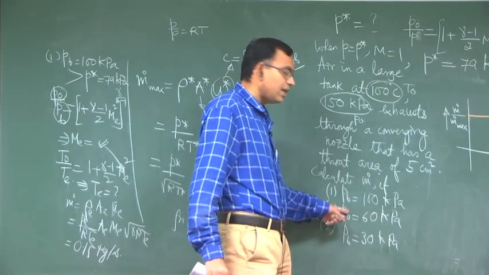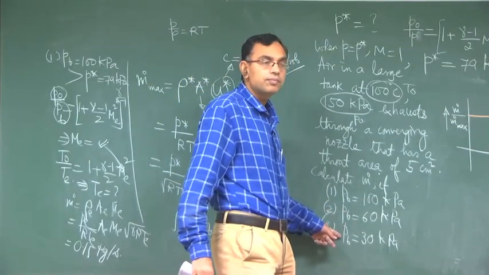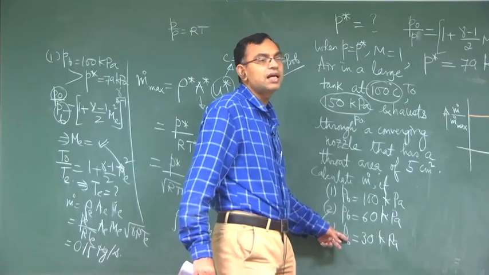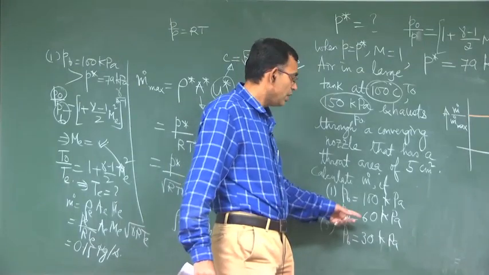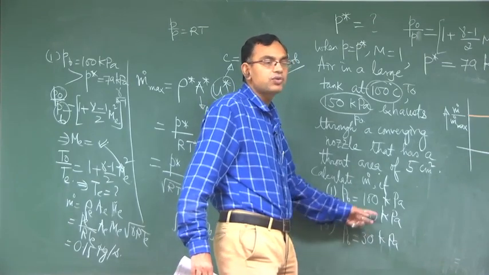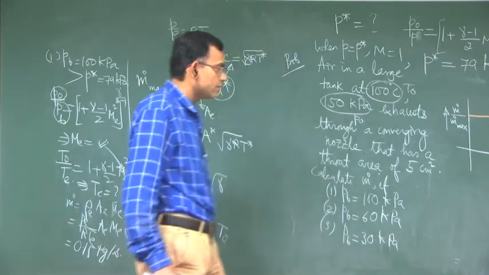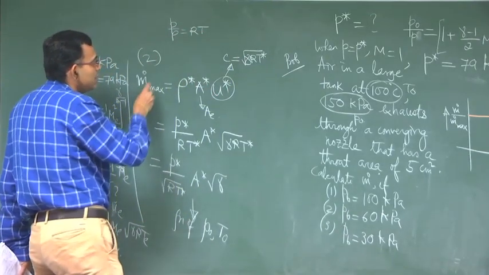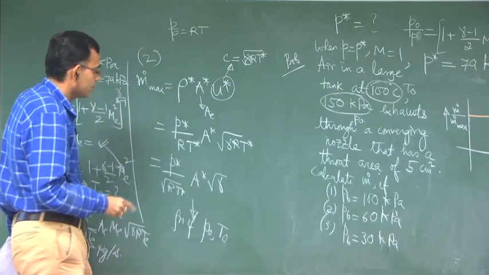For 2 and 3 the answer is the same. Why? Because for both these cases the P is less than P star. So, decreasing the back pressure from 60 to 30 kPa will actually not increase the mass flow rate. So, for the second part, whatever is written here as a theory, this will work.